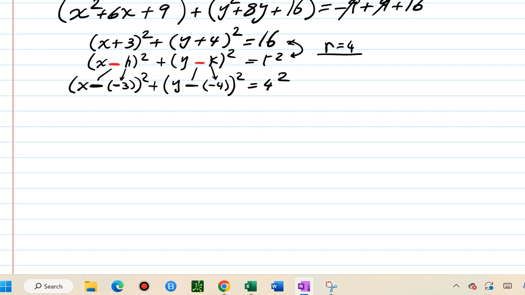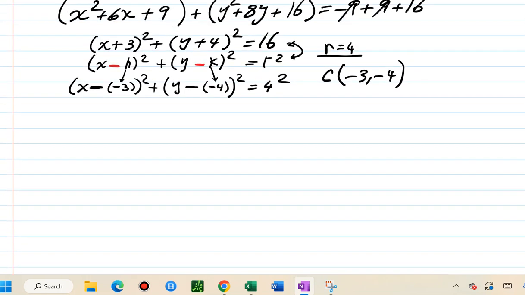So anytime in the parentheses, the binomial, you have plus a number, h and k would be the exact opposite of that. For a 3, h would be -3. For a 4, k would be -4. So the center is going to be -3, -4. And then of course, if we wanted to, we can graph this one easily.